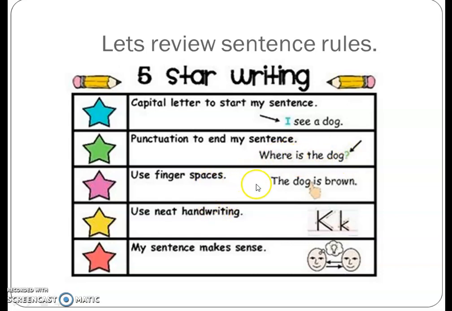There's finger spaces between your words when you're writing, so they're not squished together. You're writing neatly so you can read your writing. And your sentence has to make sense. So it has to sound right and make sense as you read it back to yourself. So today we're going to have some sentences out of order, and we need to put them in the right order so they make sense and they follow these rules. They have a capital at the beginning, punctuation at the end, spaces between, and writing them neatly.